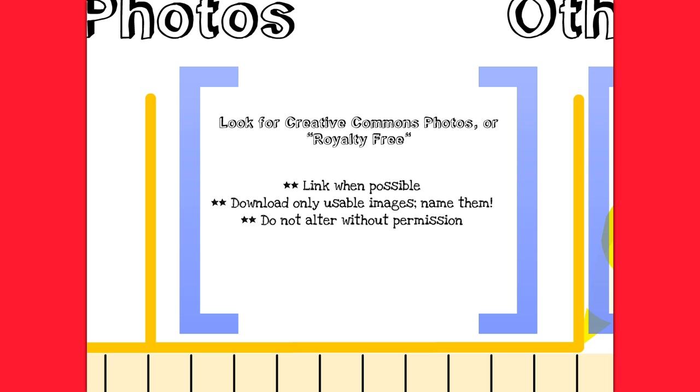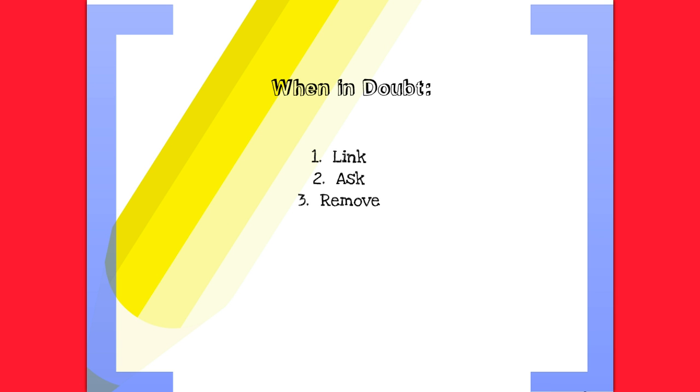and then of course you want to name them, because sometimes they come with just numbers. You want to name them so that you remember where you got them, so that you can provide a citation, and of course you don't want to alter them unless you have permission under the Creative Commons license. So when in doubt, always link. If you link, you will never have to worry about it. And it's actually a lot easier if you link, because then you don't have to do a lot of work.